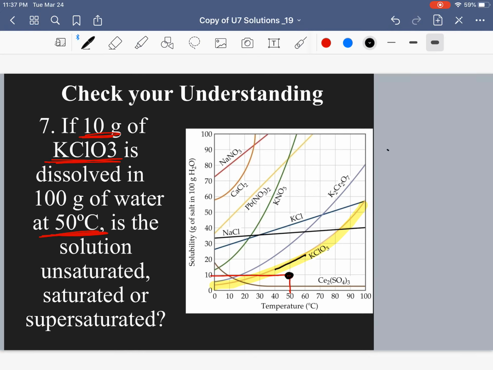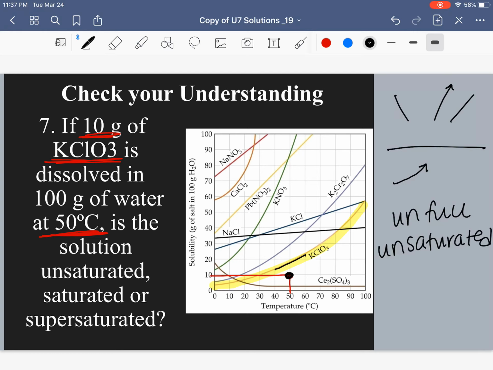All right, so let's use the gas tank analogy again. Here's my gas tank. If you go to the gas station and you fill it up and it ends right here, and now your tank doesn't meet the full line, you would say, oh, I am unfull, or I am unsaturated, right? So, because you are under the line, this solution would be unsaturated.